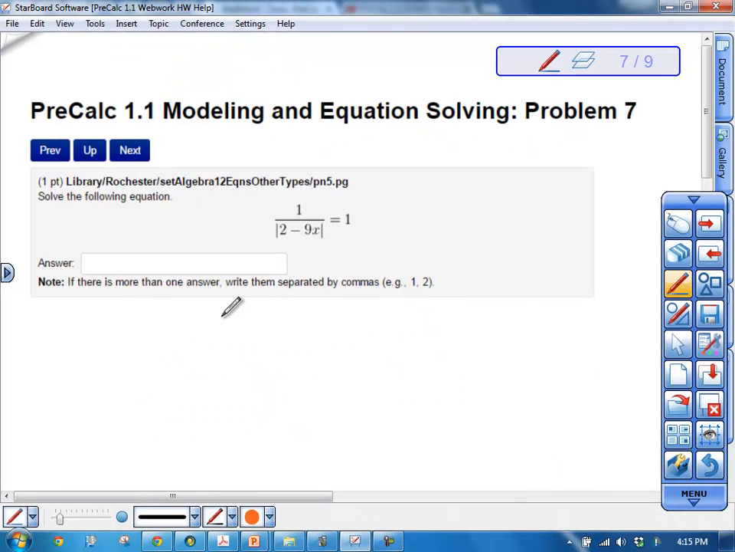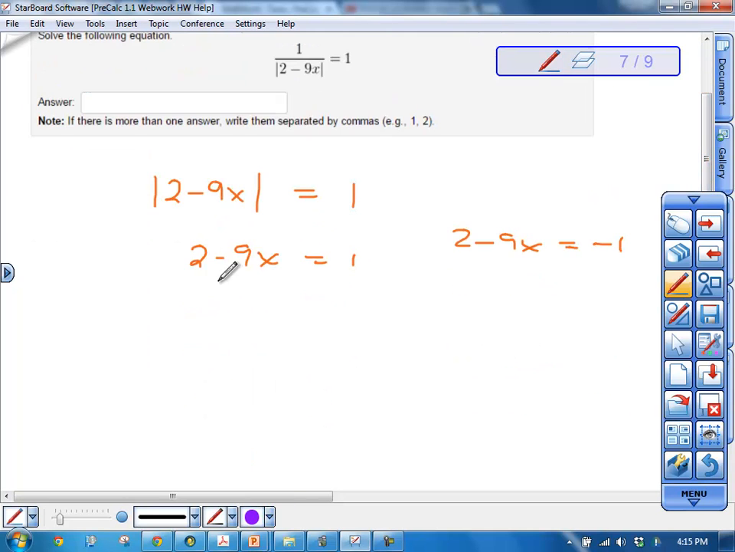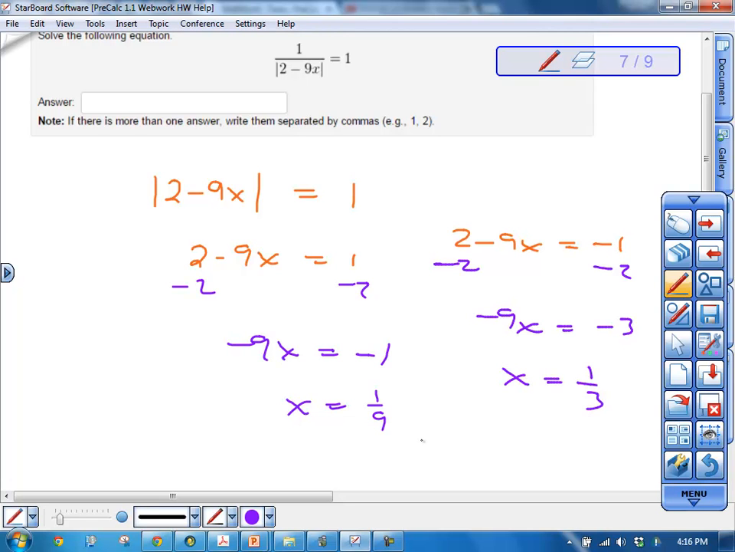Next problem, you're solving an absolute value. I know it's in the denominator, but just cross multiply or clear fractions by multiplying by the least common denominator. Whatever you want, you get this, right? You're going to multiply this to both sides. And now you want to take what's inside of the absolute value, set it equal to 1. Take what's inside of the absolute value, set it equal to negative 1. And you're solving both of those equations. So subtract 2 from both sides. You get negative 9x equals negative 1, so x equals 1 over 9. Subtract 2 from both sides, you get negative 9x equals negative 3, so x equals 1/3. Those are our two solutions, and it wants us to separate them with commas.